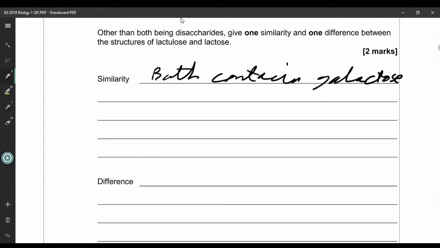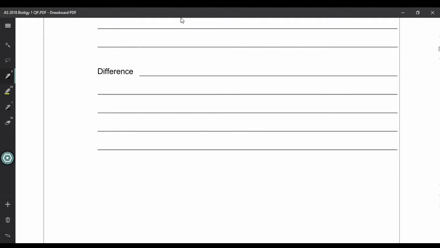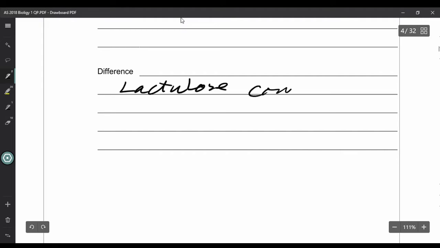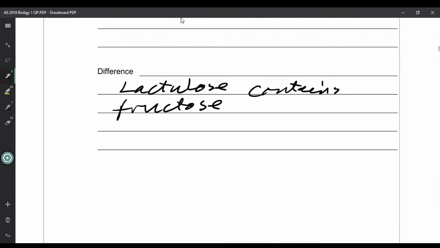Now, with the difference, when you've got an answer that requires a difference, you've actually got to say how it differs, what it is about the other thing as well that's different. So lots of students wrote lactulose contains fructose. Now, lots of students left it at that. You wouldn't get the mark because all you're saying is lactulose contains fructose. You're not saying how it's different to the other molecule.